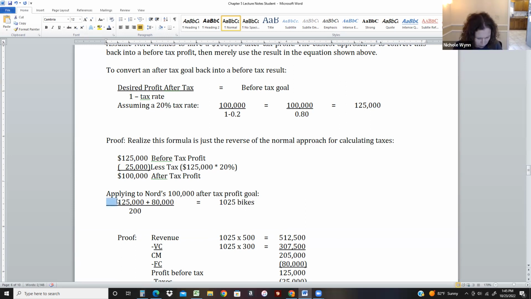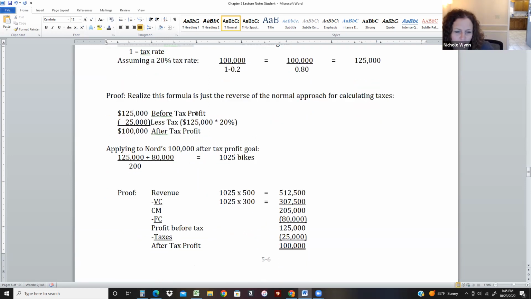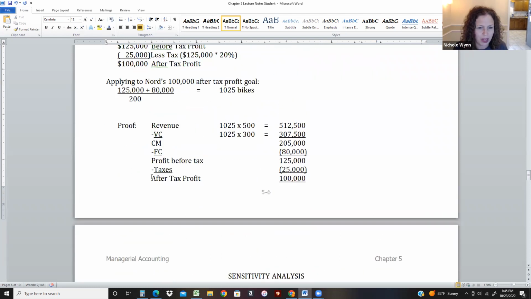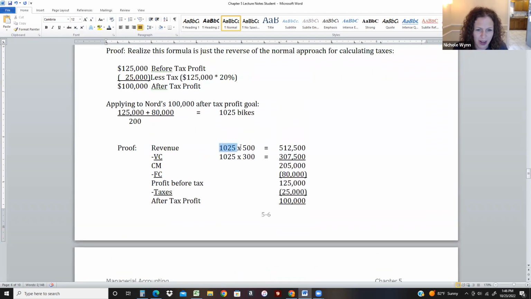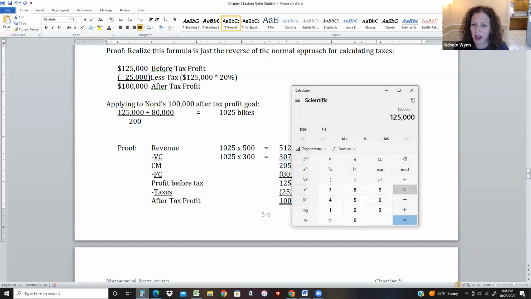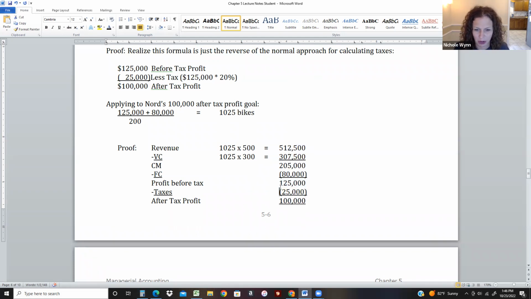So again, when I do the formulas, students don't necessarily believe me. So I like to show the proof just so that you understand where it was coming from. Anytime I'm trying to really understand something, I just build a contribution margin income statement. If I sell 1,025 bikes at 500 each, my revenue is 512.5. If I sell 1,025 bikes at variable cost of 300 each, I get 307.5. 512.5 minus 307.5 is 205. And then I have to pay my fixed costs like rent and stuff, and that leaves me with 125. Once I have the 125, I give 20% to the government. So this is what I pay in taxes. And then I get to keep 100.